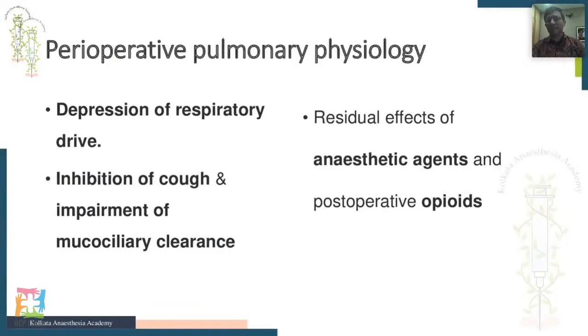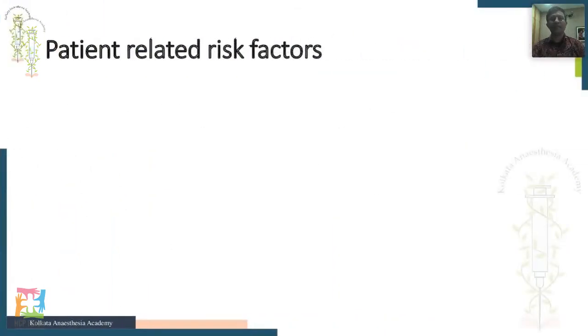And as you remember from the definition, hypoxemia is a definite postoperative pulmonary complication. Depression of the respiratory drive, as I mentioned earlier, is an effect of the anesthetic agents as well as opioids that you use in the postoperative period. So those are the pulmonary physiology that goes wrong.